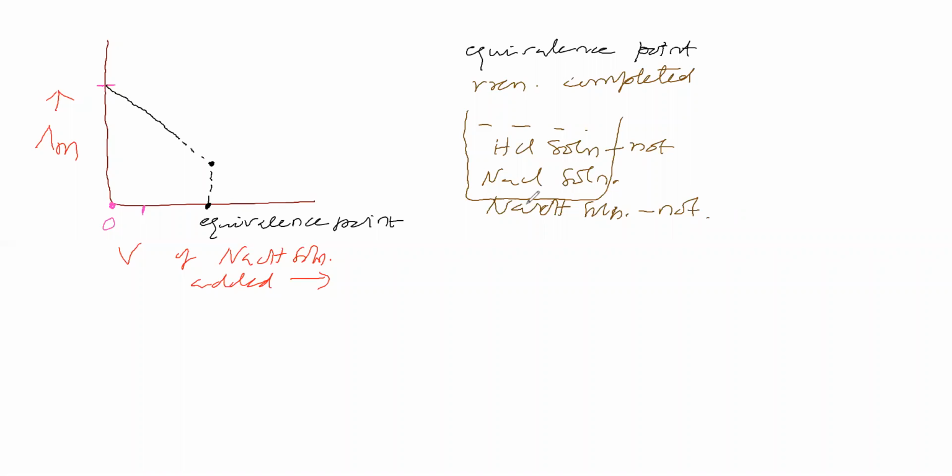Here we have taken an equivalence point. Equivalence point means the reaction is just over, in the sense the solution contains only sodium chloride. The solution does not have any HCl and does not have any NaOH. Now in the solution, 2 millimoles of Na plus ions are there and 2 millimoles of Cl minus ions are there.